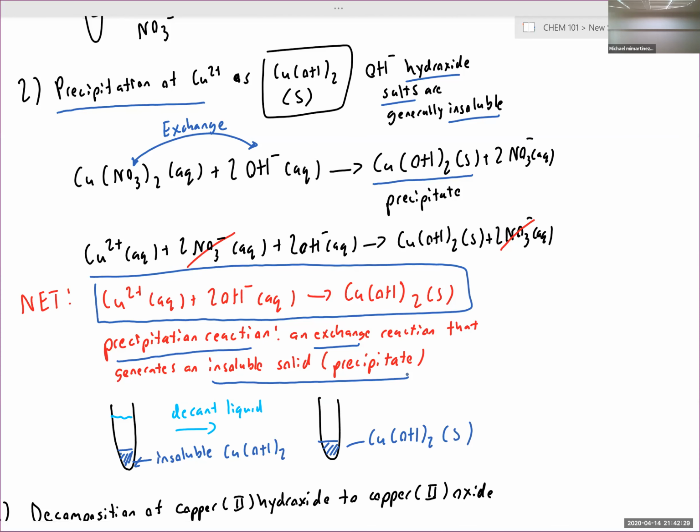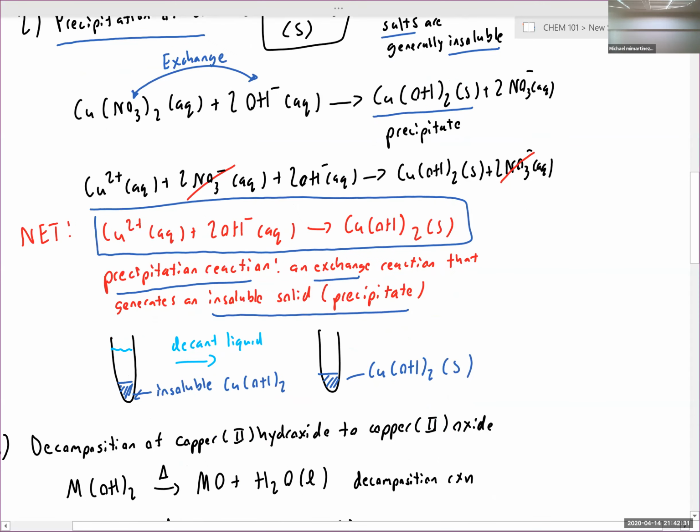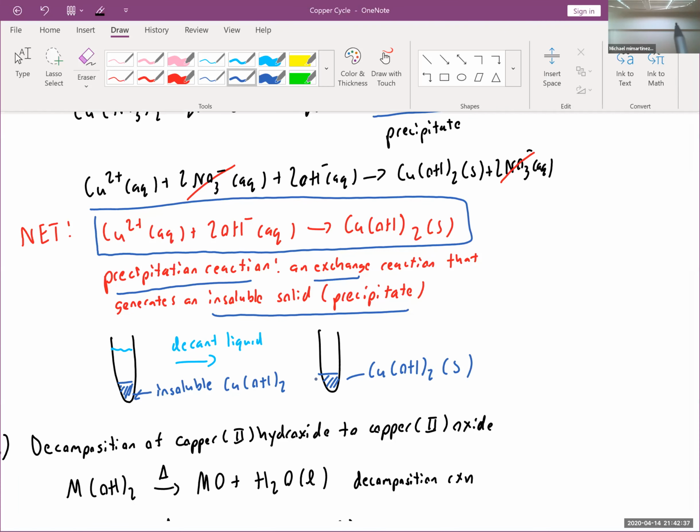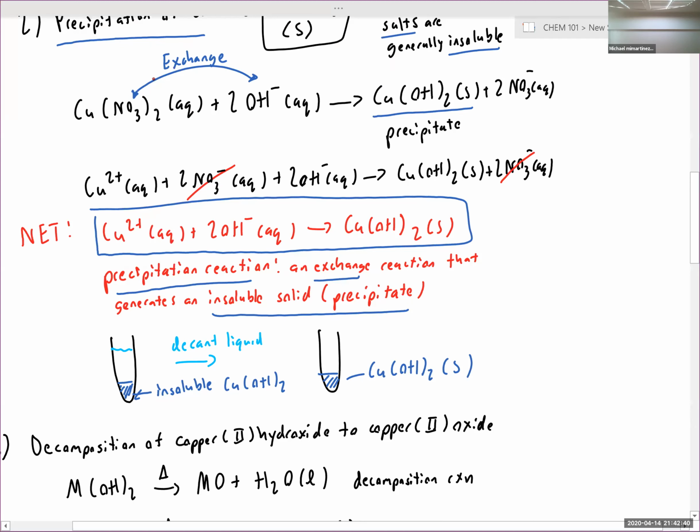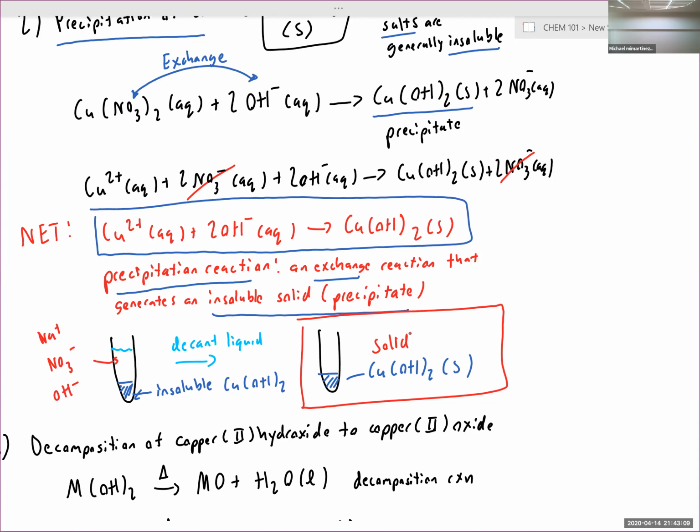So at the end of our second reaction, we'll have some liquid and our insoluble copper hydroxide. So this liquid will primarily be containing some nitrate, some hydroxide, some sodium plus, and we can just get rid of that liquid. That liquid doesn't have any soluble copper. And we will have, at the end of our second precipitation reaction, our solid copper hydroxide. And we're going to take this copper hydroxide and we're going to subject it to further reactions.